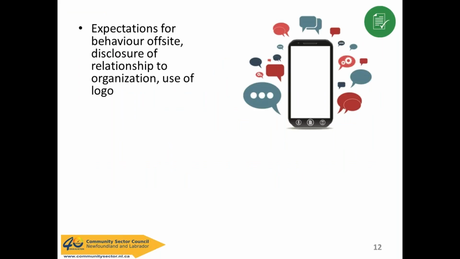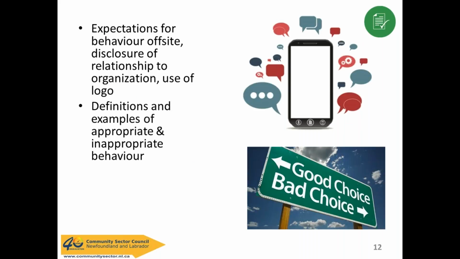Also to include in the policy are expectations for behavior off-site, whether or not employees and volunteers can disclose their relationship to the organization, and whether or not they're allowed to use the organization's logo. Also, have some definitions and examples of appropriate and inappropriate behavior. And by using examples, it can make it really clear.